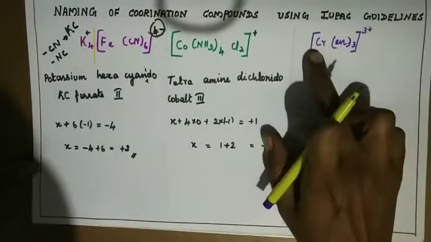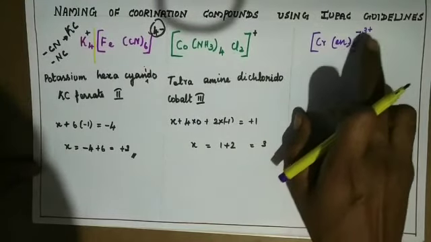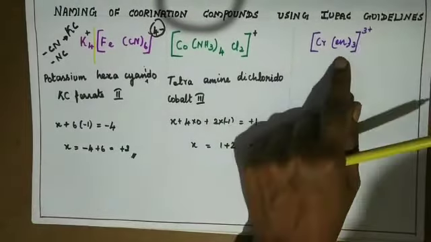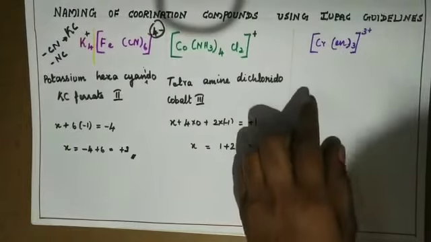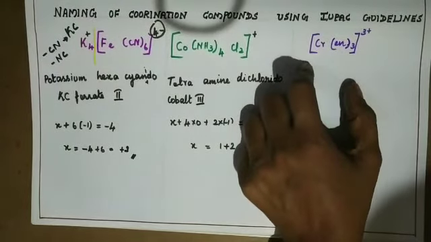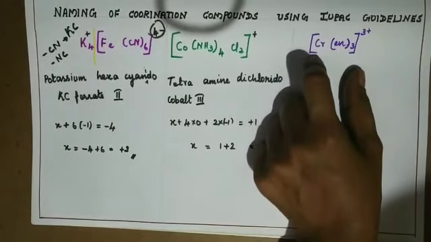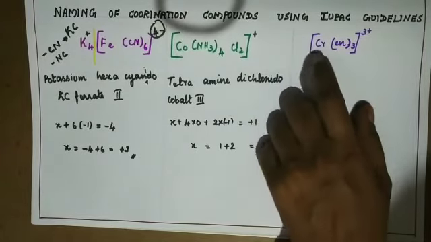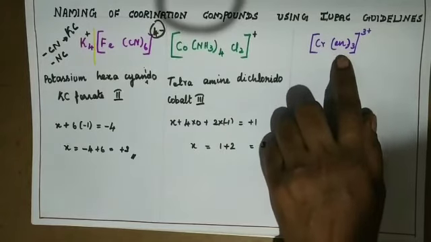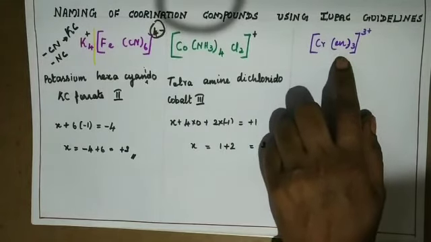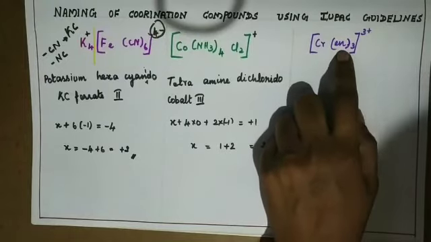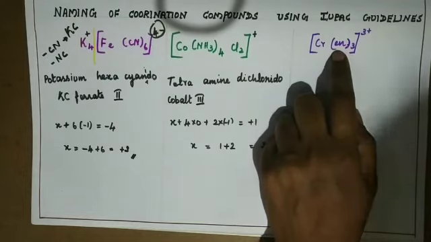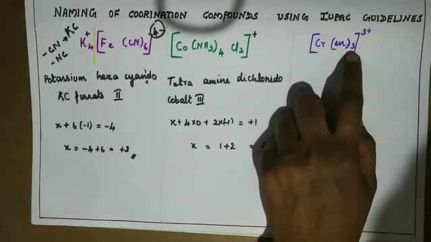Okay, next example, [Cr(en)3]3+. What is en? Ethylenediamine. First we separate the positive ion and the negative ion. Here only a positive ion is there, so it is a cationic complex. In this complex, first we prefer the ligands. Here en is there, ethylenediamine. How many ethylenediamine? Three.